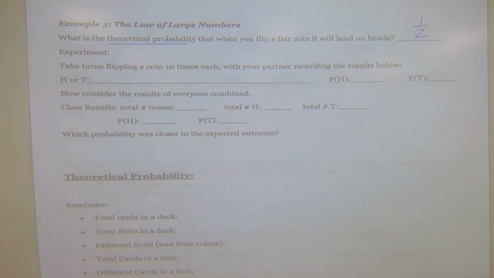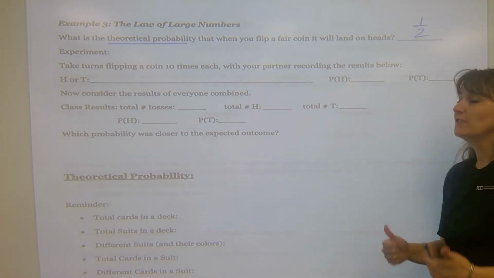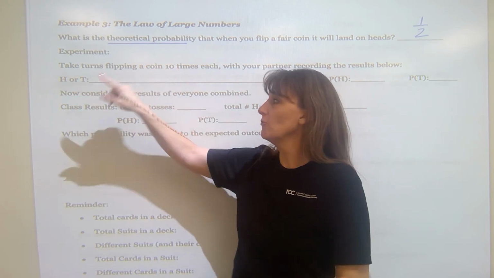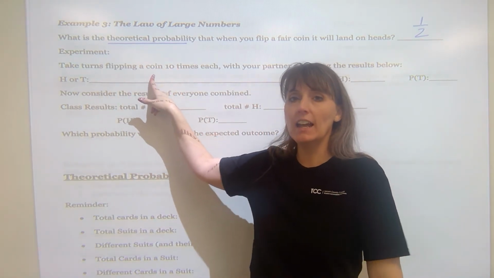Now, I want you to do this experiment. Find a coin. It does not need to be a quarter. It could be a penny. It could be a nickel. It could be a dime. But find a coin and flip that coin 10 times. As you flip the coin, write down H or T for heads or tails.